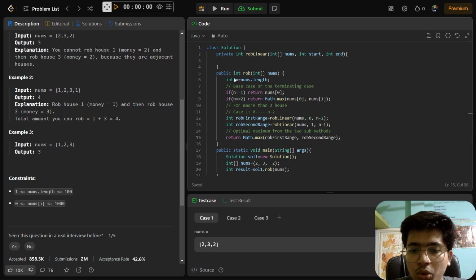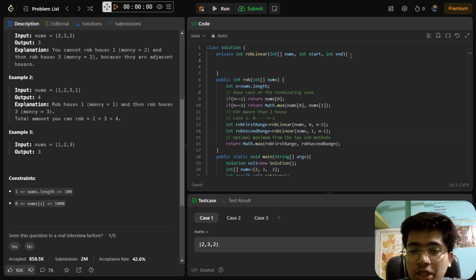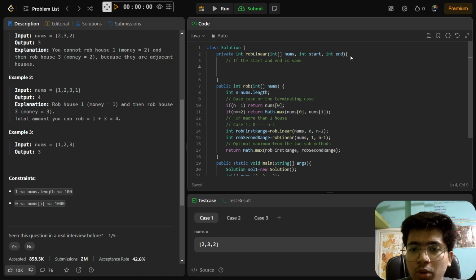Okay, so we constructed the function, and now we need to construct the robLinear function. So it's very easy. It was just like the house robbery problem 1. So first we'll be checking the edge case, and here the edge case will be if the starting and ending are the same. Somehow it might be the case, so we'll check and we'll return the element at that index. So if start equals end, then we return nums[start]. Okay, so we handled the first case.